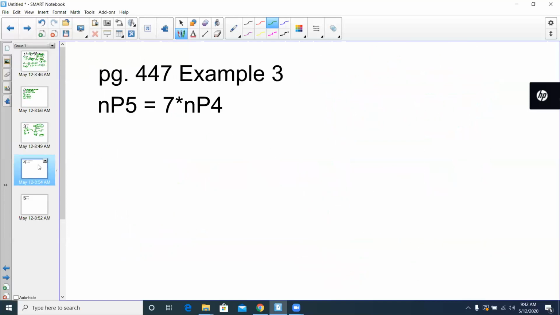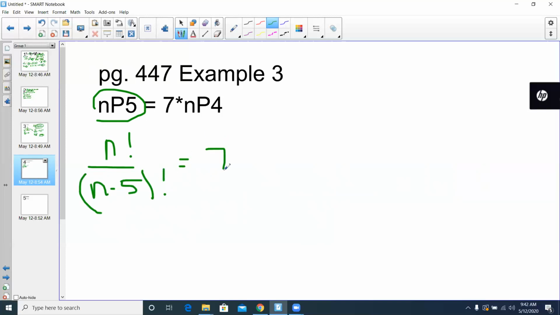All right, let's take a look at this guy. This is on page 447, example 3. Let's turn there and see what that looks like. They want us to solve for n. This guy looks really scary, right? So let's look at this side right here. This is n factorial divided by n minus 5 factorial, equals 7 times n factorial divided by n minus 4 factorial.